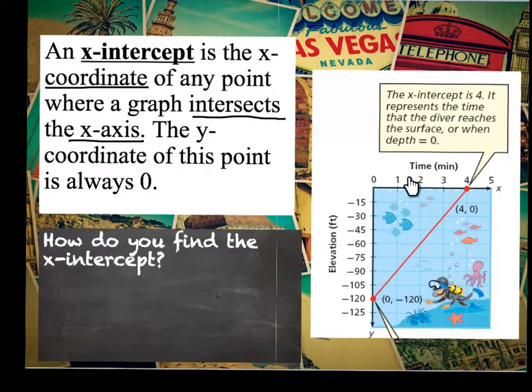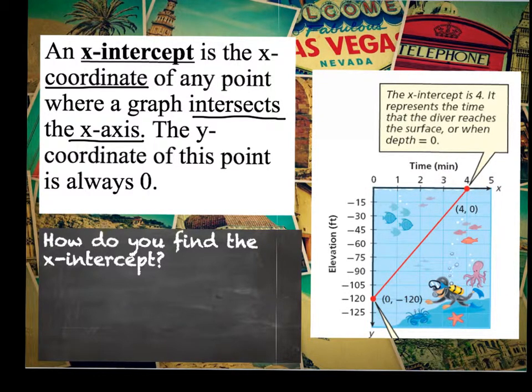Here, the x-intercept on this graph, and we looked at this graph in class, we know that the x-intercept is 0, which is right here. It represents the time that the diver reaches the surface, or when the depth equals 0. And this is going to be our x-intercept, and it's on the x-axis.